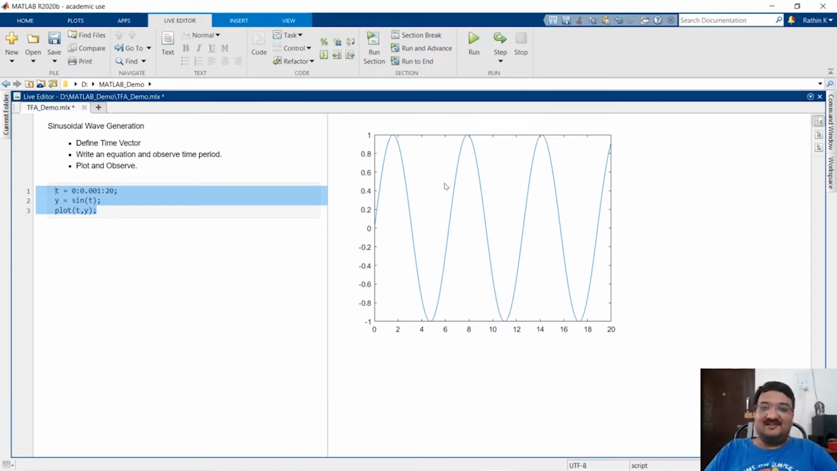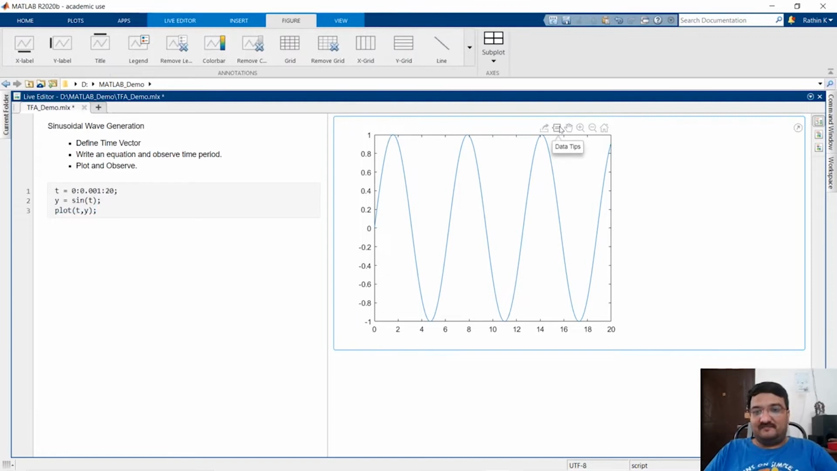But how to get it precisely? We can get the data tips from here, where exactly it is equal to 0, somewhere here. Let me just try.